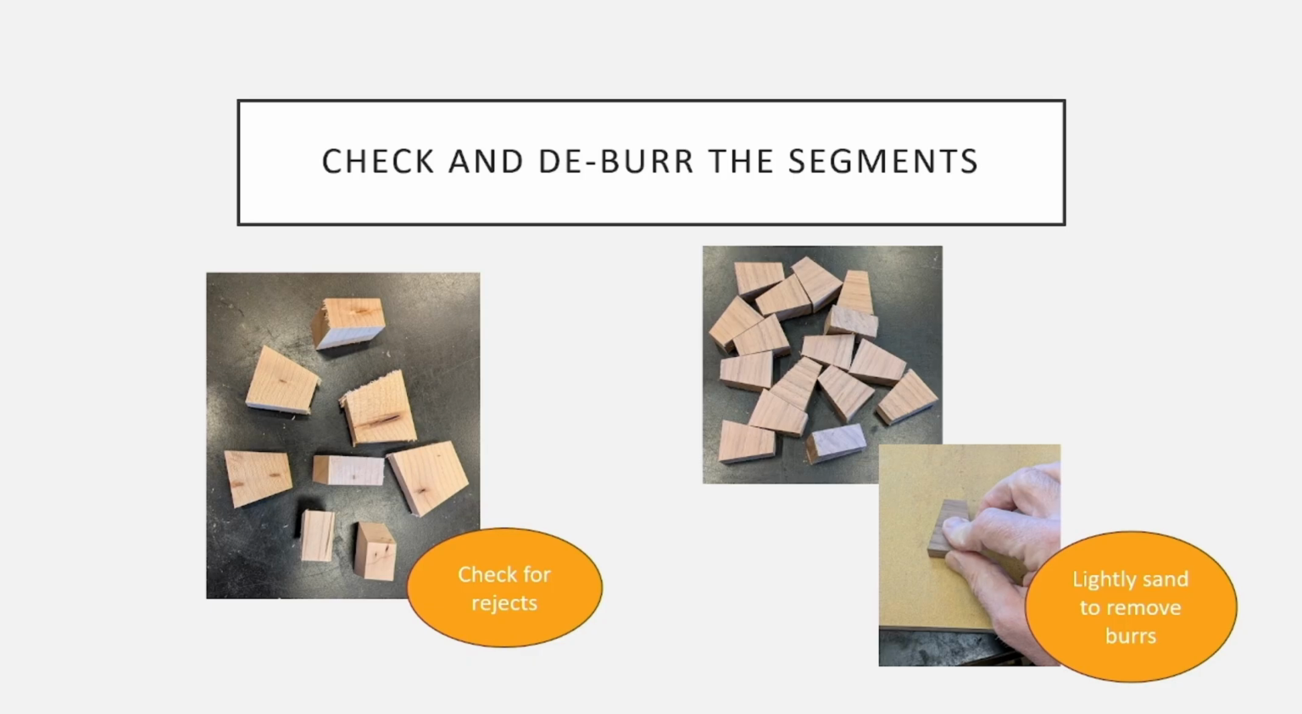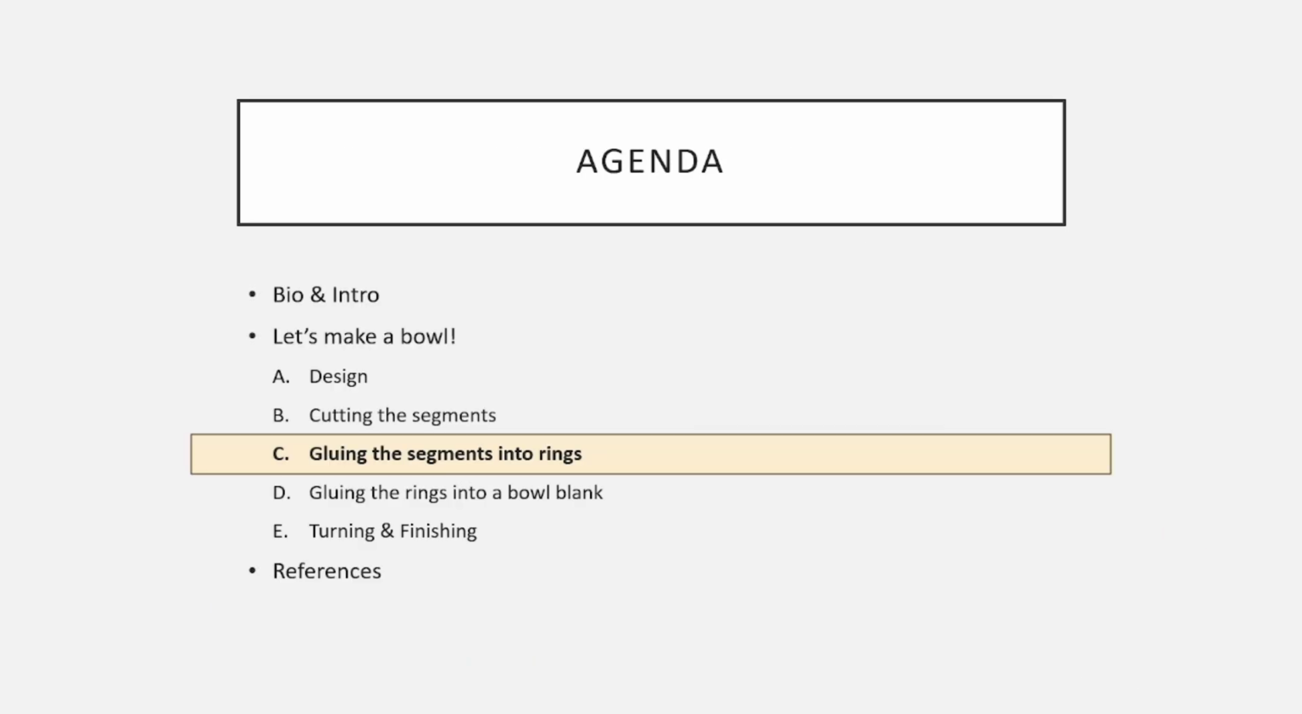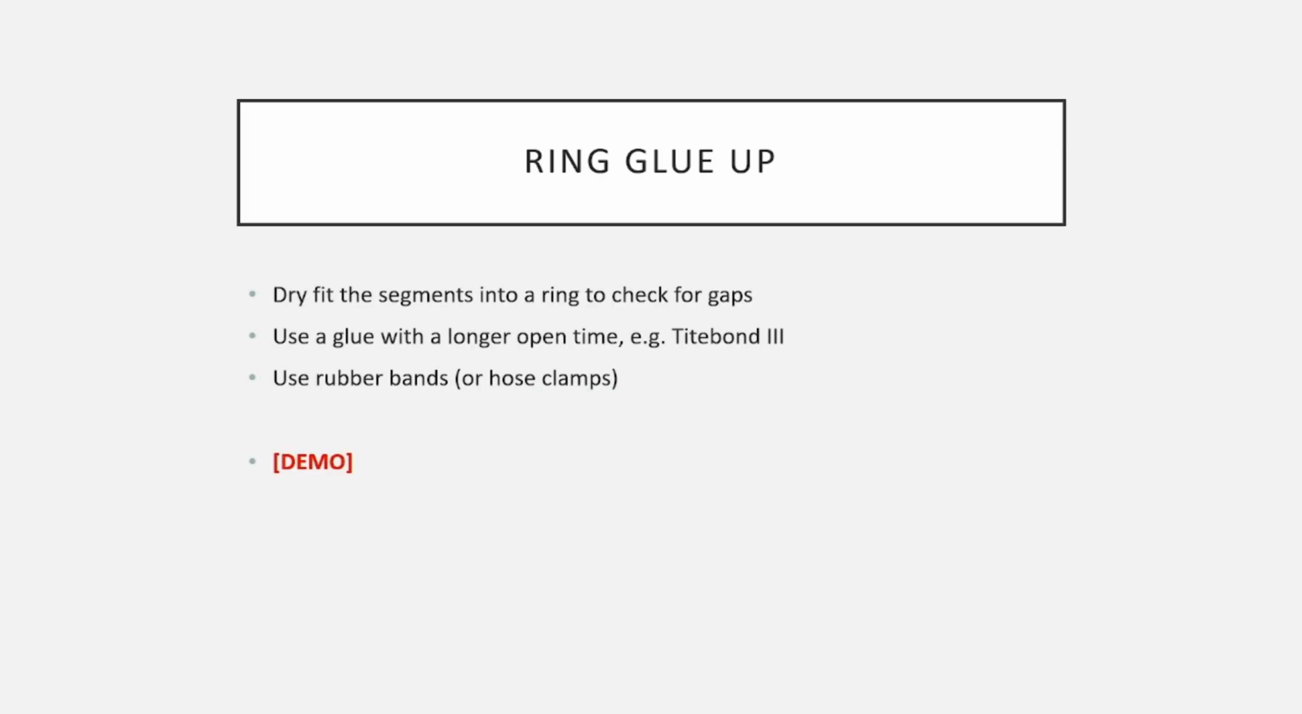So you've got your segments cut, piece of cake. Again, do it for 5 rings and you're done. 16 segments times 5, it's all good. Then you want to glue those segments into rings. The first thing you probably want to do is dry fit and check for gaps.